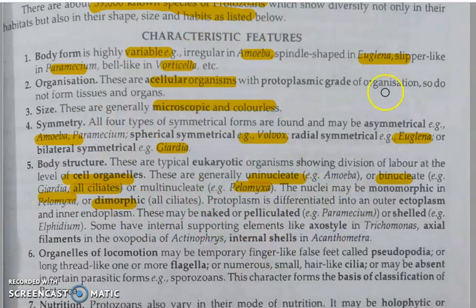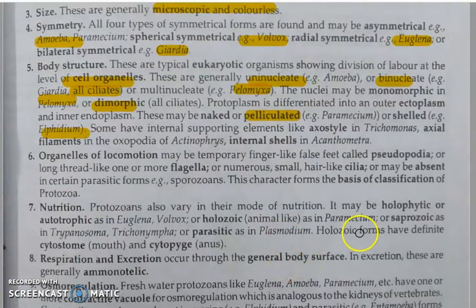And in the cell, the outer thin layer that is just below the wall is known as ectoplasm, and the inner cytoplasm is known as endoplasm. So its protoplasm is differentiated into outer ectoplasm and inner endoplasm. It can be naked, or it can be covered with a pellicle layer, or it can also be covered with a shell, for example Arcella.